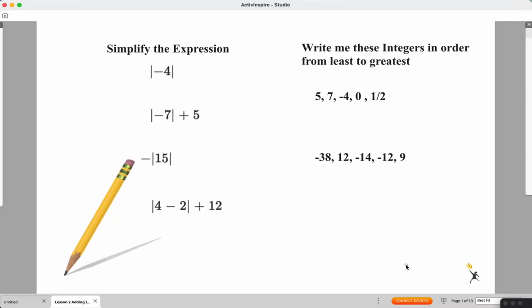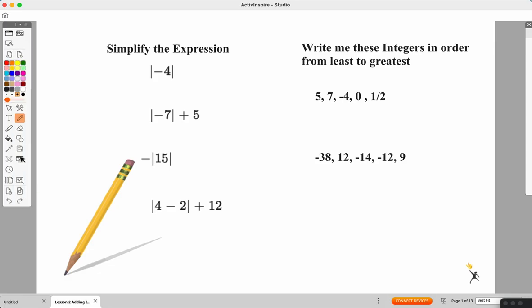The little review of absolute value. You guys practiced this yesterday. So let's take a look and see. Go ahead and pause the video, take as long as you need to finish these problems, and then hit play and we'll see what you come up with.